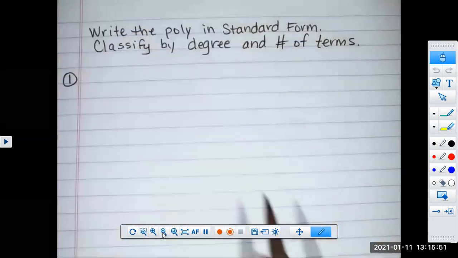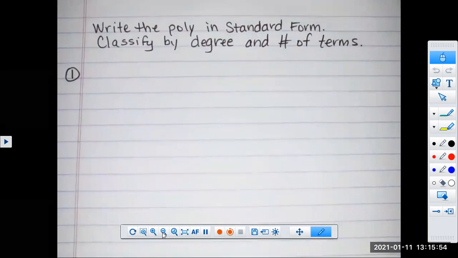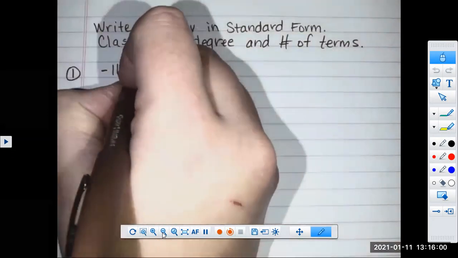All right. We're going to practice writing in standard form, classifying by degree and number of terms. And number 1, we have negative 16x.